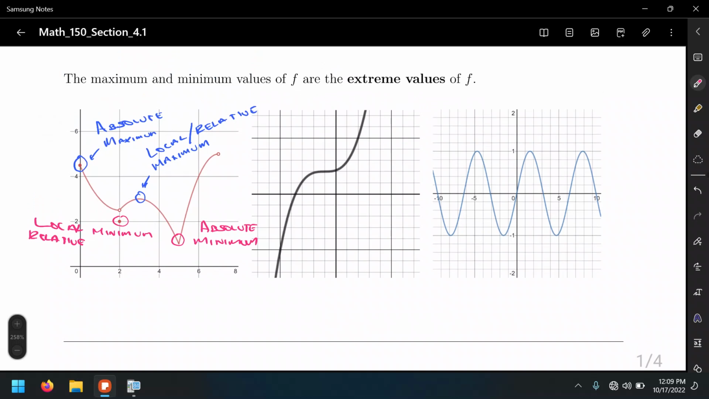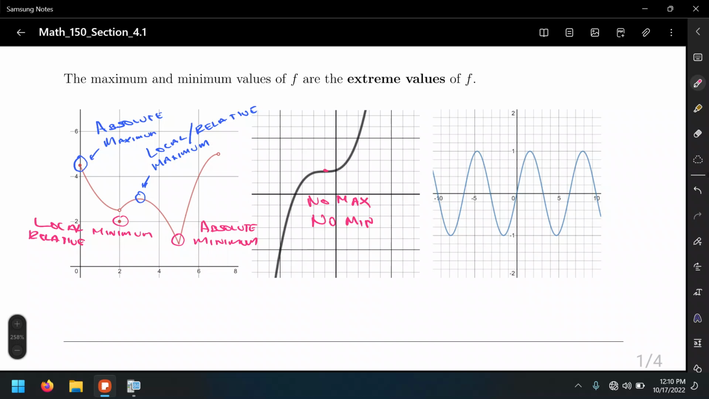Well, in this case, it turns out that there is really no maximum. It just grows and goes on forever to positive infinity. So in this case, no max, no min. It's just a function that increases. Nevertheless, this function contains a point of inflection.